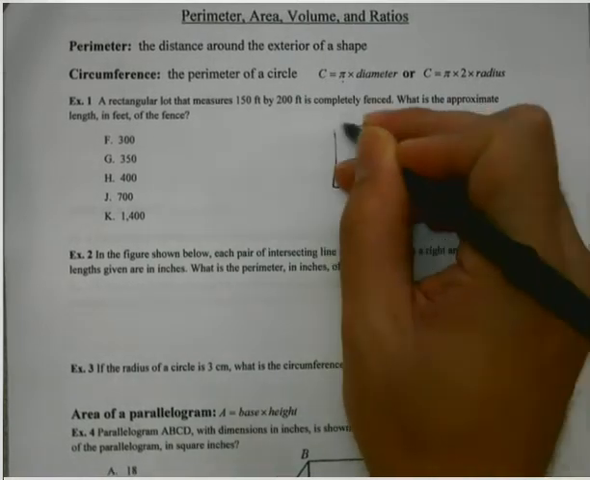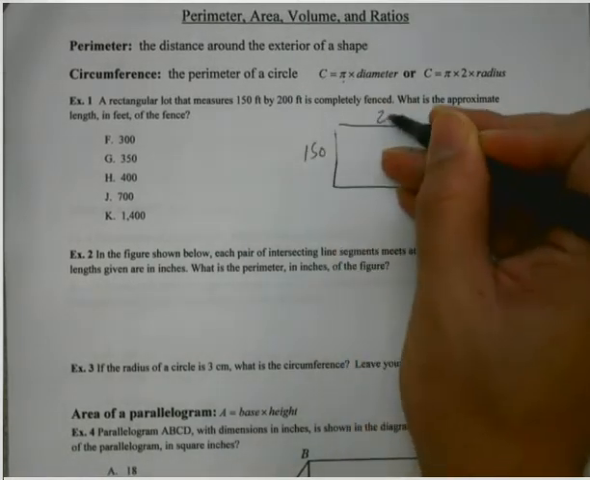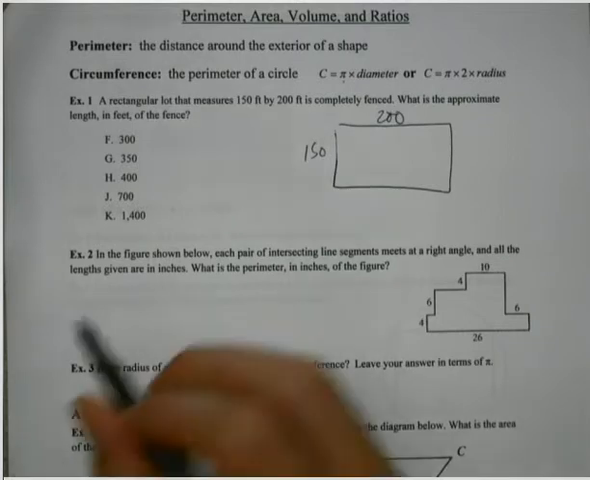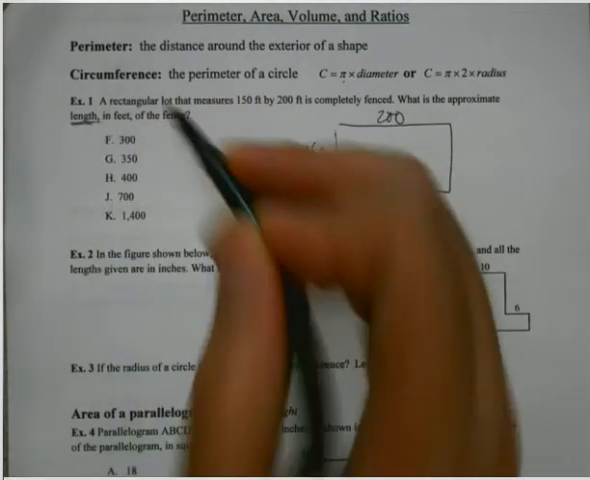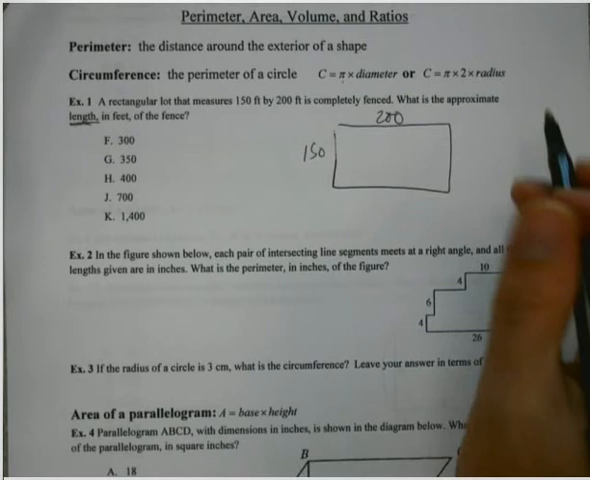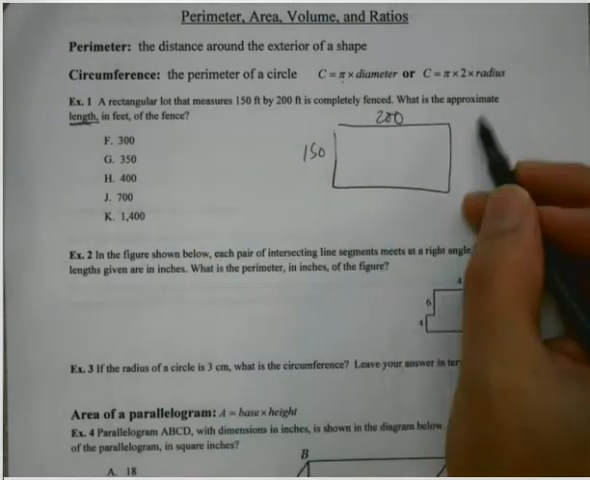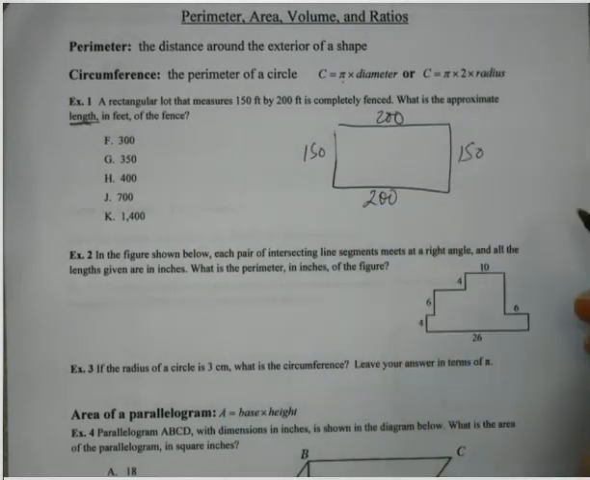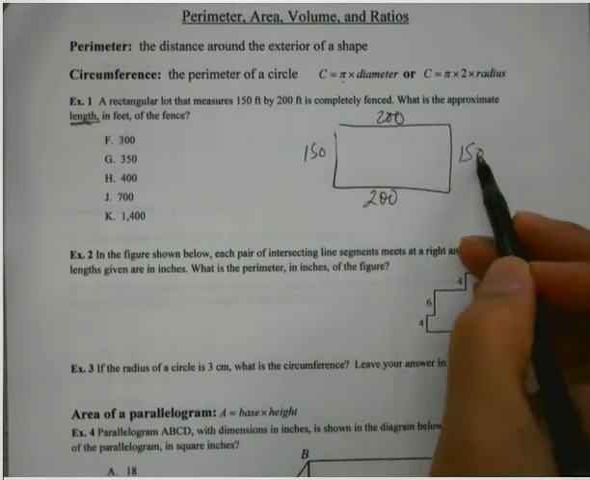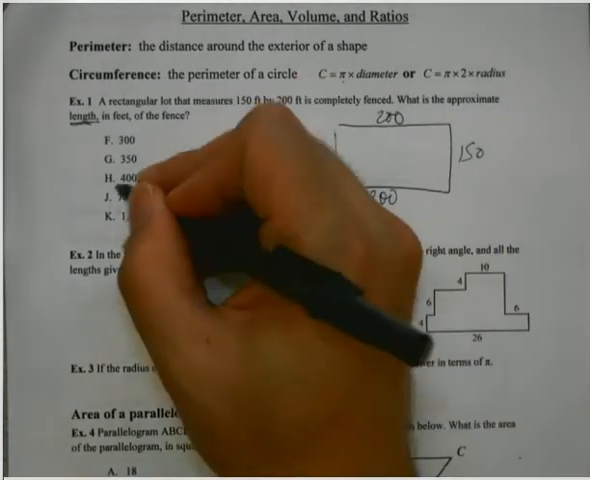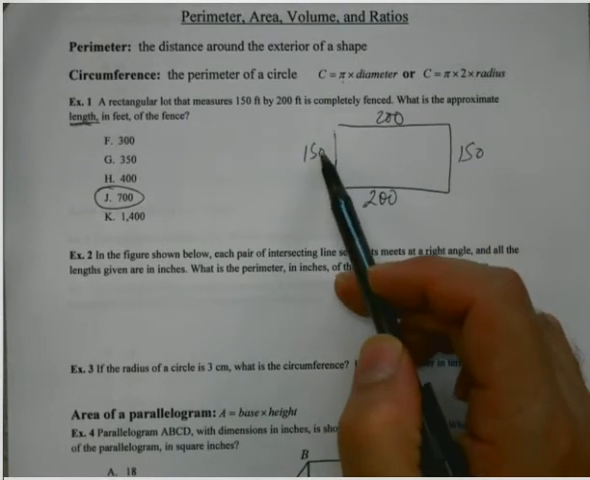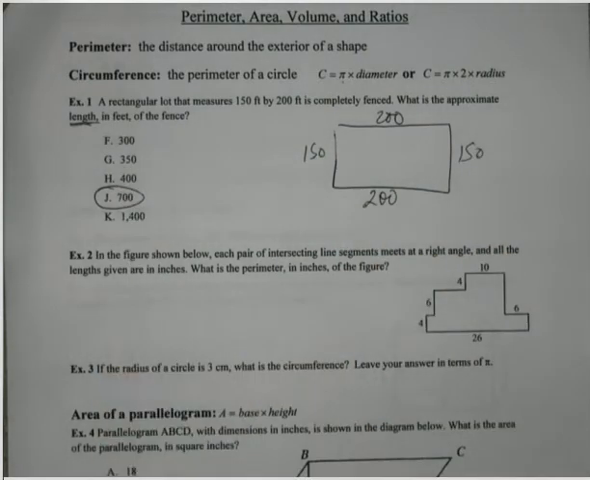Anytime they reference something that I can draw, I like to draw a picture. And it's completely fenced. What's the length in feet of the fence? The length. Okay, we're not looking for area. We also know that being a rectangle, opposite sides have the same length. So if I add those 4 sides up, I end up with the correct answer. I have to be careful, because you might just think 150 and 200, add them up, it's 350, there's the answer. But remember, you have to add all the sides.